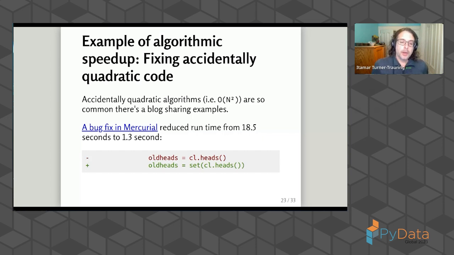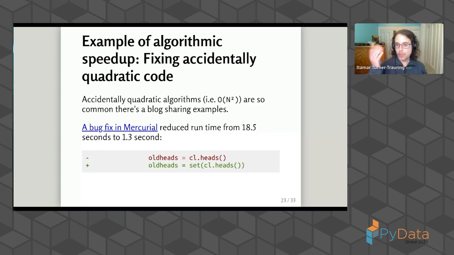Obviously, you want your algorithms to scale, and so this is part of your design criteria, but it's also easy to accidentally write code that is non-scalable. In particular, accidentally quadratic algorithms, where the runtime is the square of the length of the input, n squared, are very common. There's actually a blog called Accidentally Quadratic you can read. It has many examples, and this particular example is taken from there.